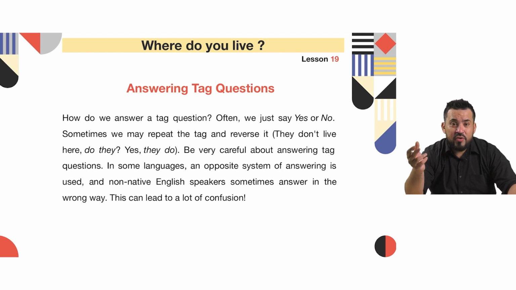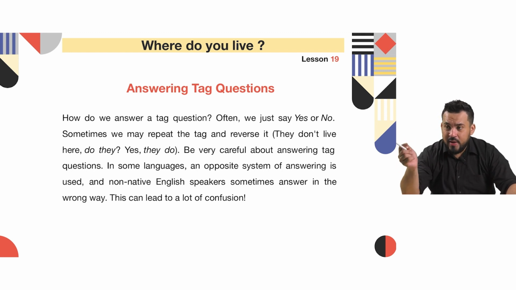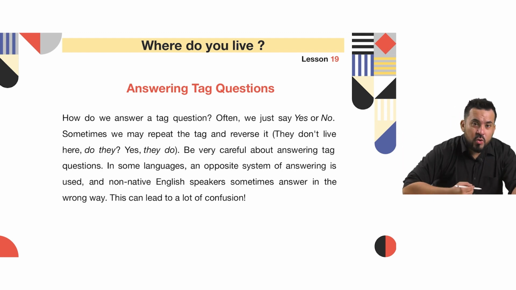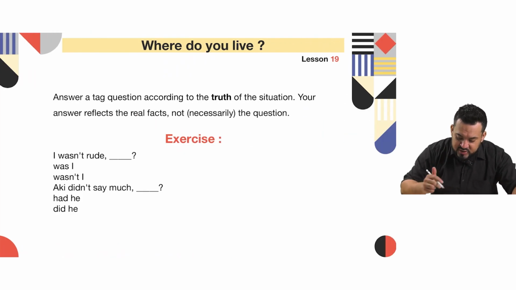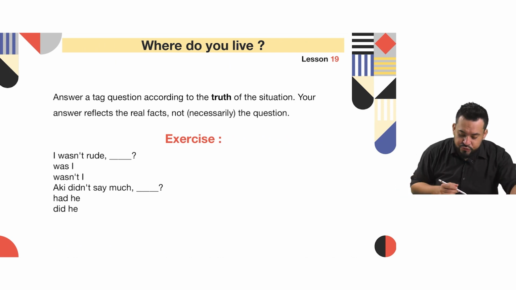Or it might be like, this is a bus stop, isn't it? You'll be like, no, it isn't. Or if you disagree, you'll be like, yes, it is. It is a bus stop. Okay, so this pretty much sums it up. So let's take some exercises. I wasn't rude, was I? Very good.